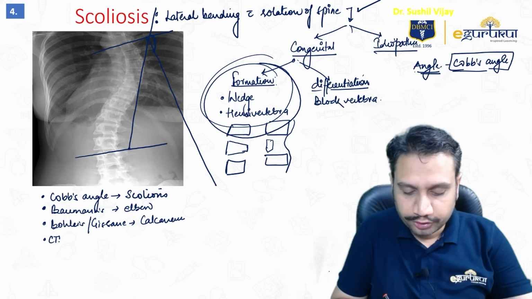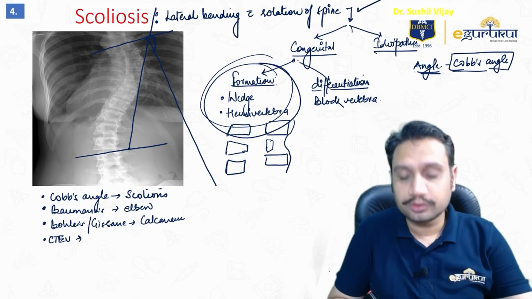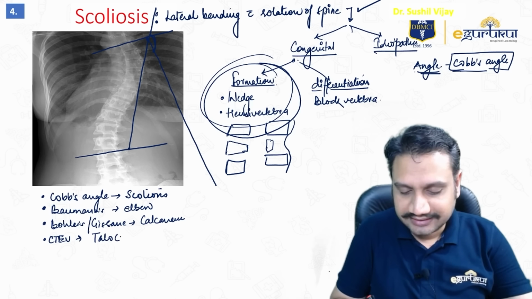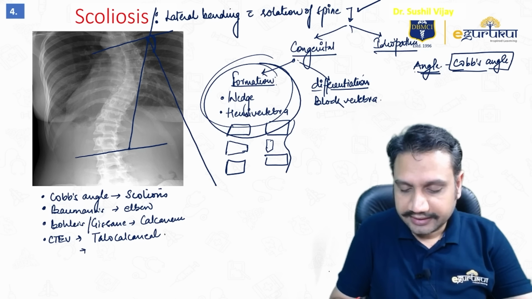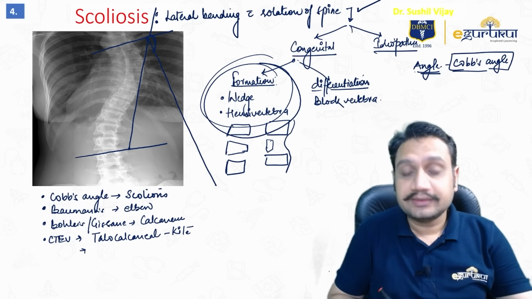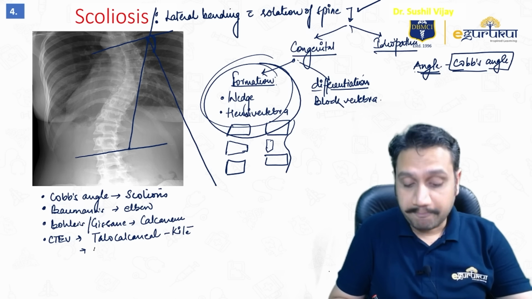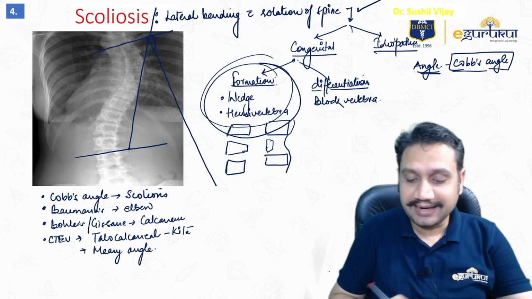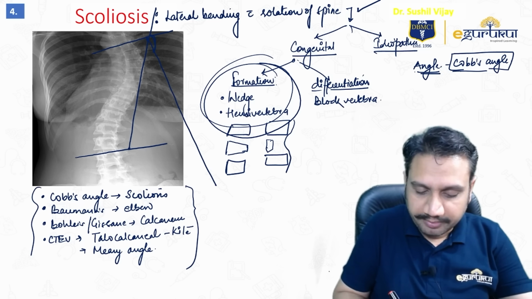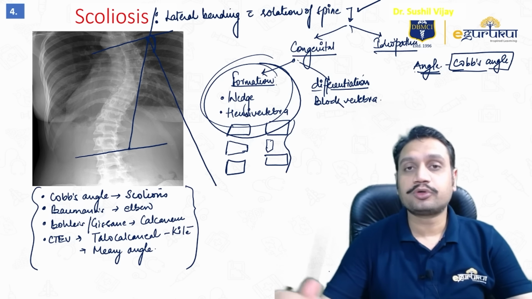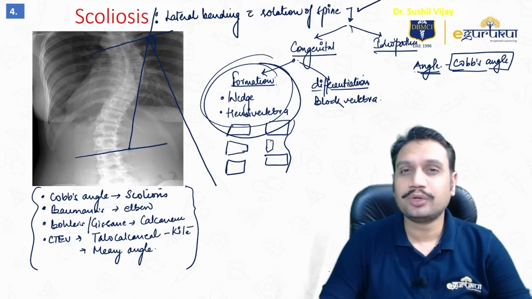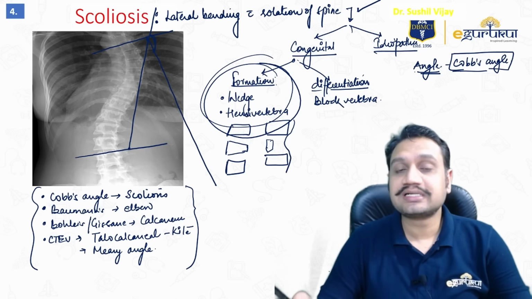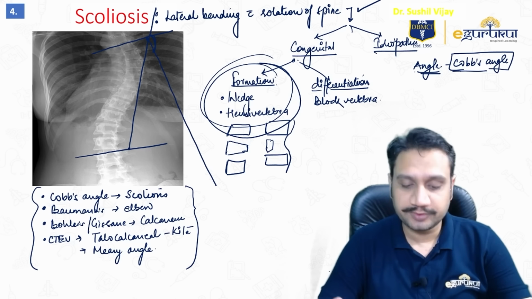When we talk about the fourth angle, it is in the CTEV. So basically I want you to remember the angles of CTEV also. What are all those angles? One is what you call the talocalcaneal angle, the other name for which is Kite's angle. Then I want you to remember the Meary angle, talus and the first metatarsal. These are the angles that I want you to remember, because they can again be a part of your questions when some kind of radiological imaging has been given, or some kind of theory. So these are different angles that you must remember.